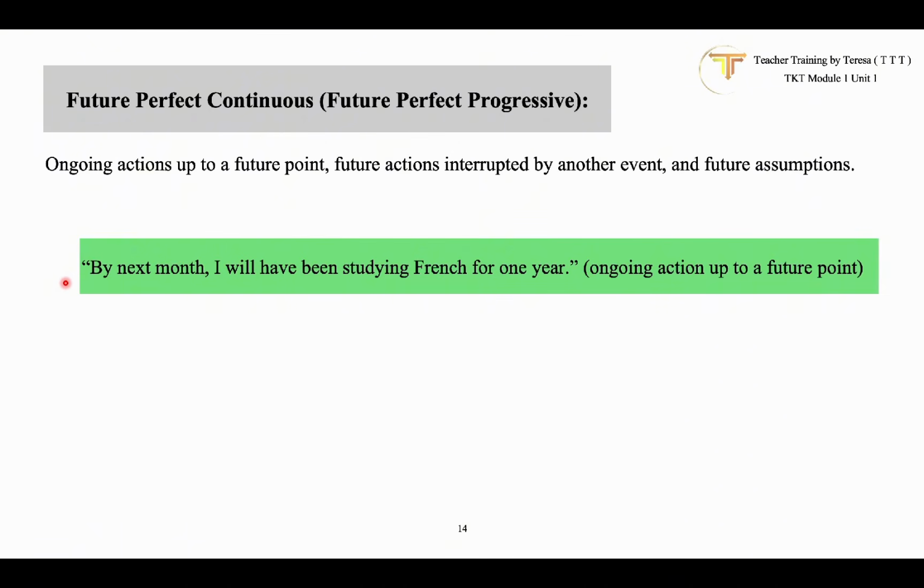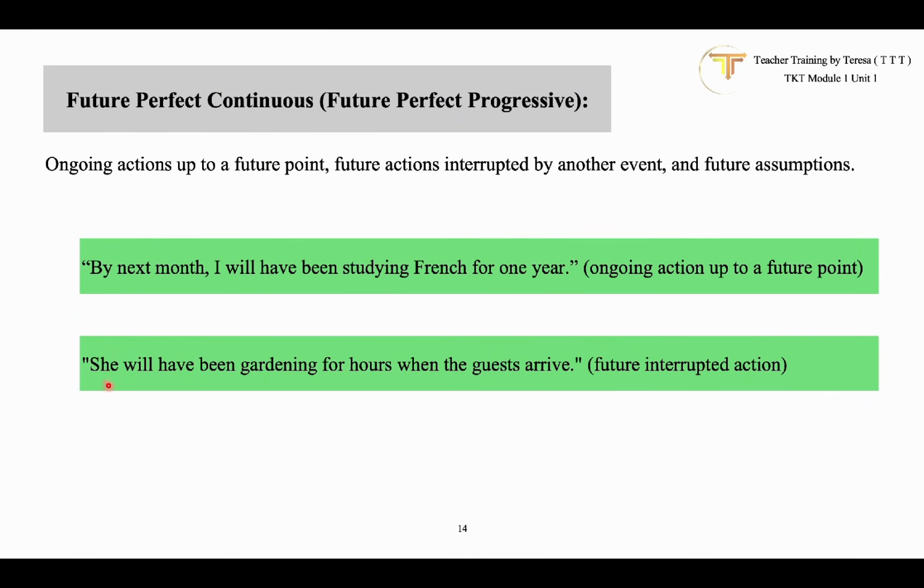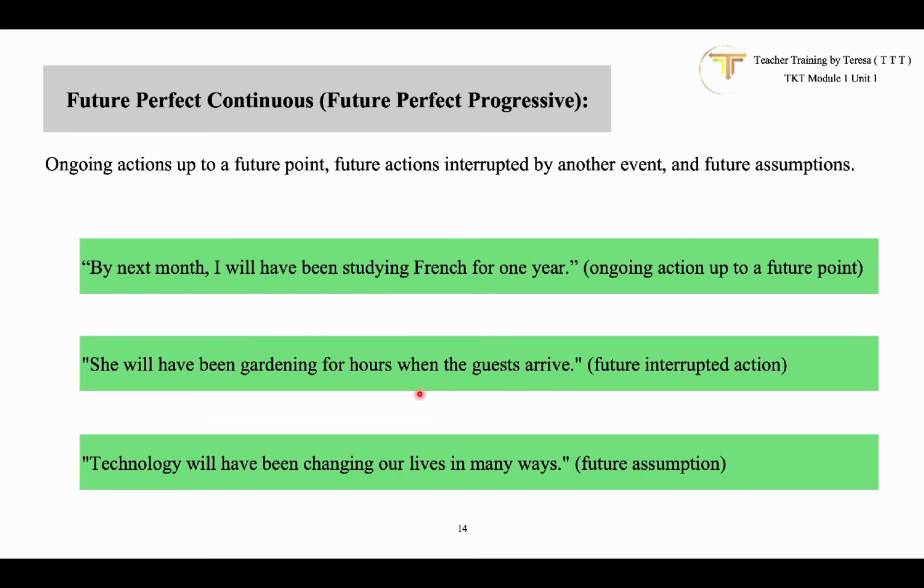Examples: By next month, I will have been studying French for 1 year. Ongoing action up to a future point. She will have been gardening for hours when the guests arrive. Future interrupted action. Technology will have been changing our lives in many ways. Future assumption.